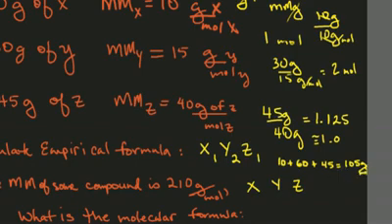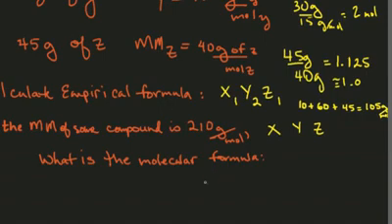So if we take that 210 divided by the 105, we see that this molecular compound is just twice this ratio, the empirical ratio. So we have 2 times 1 is 2, 2 times 2 is 4, 2 times 1 is 2.